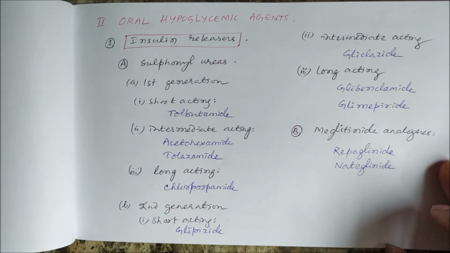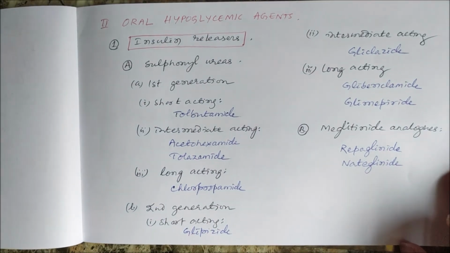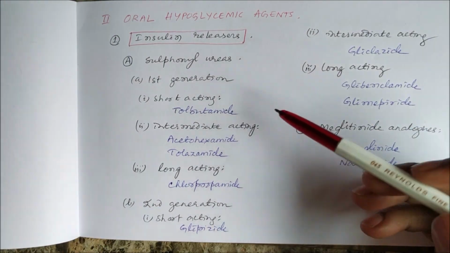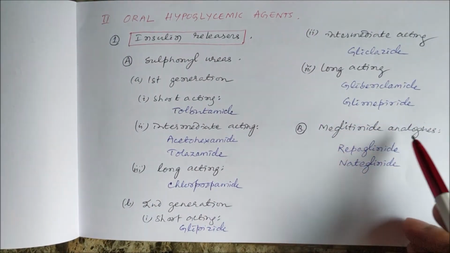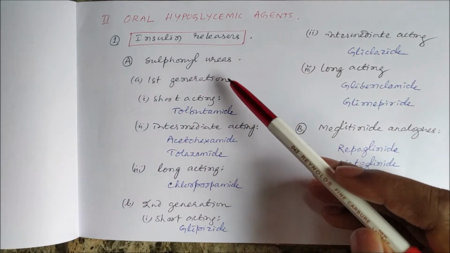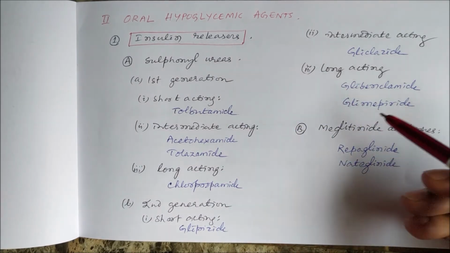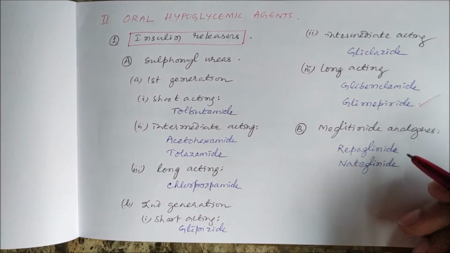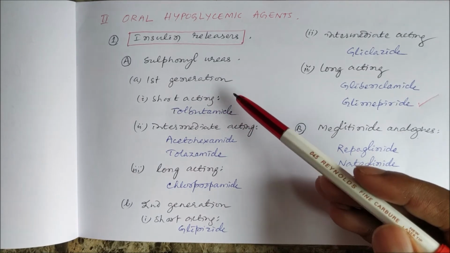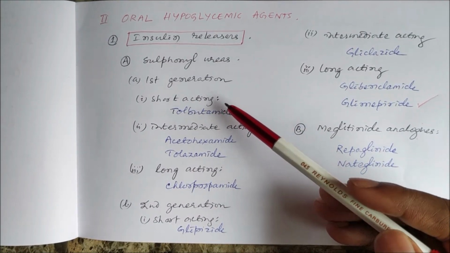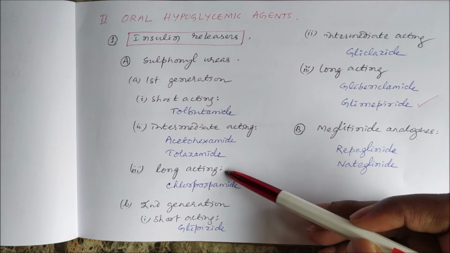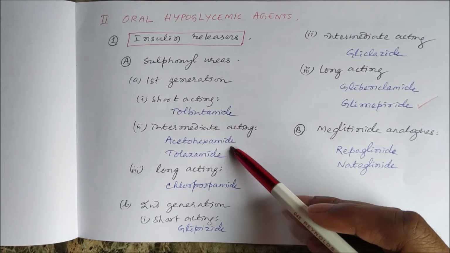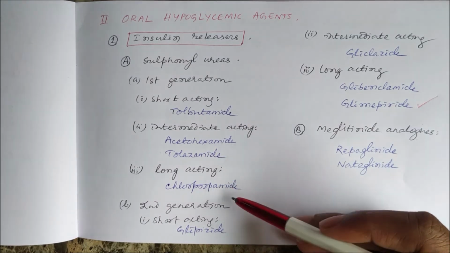Now, oral antidiabetic drugs, we call them oral hypoglycemic agents. First group, insulin releasers. It includes two groups of drugs, sulfonylureas and meglitinide analogs. Sulfonylureas: first generation and second generation. Now, mostly we use the second generation, and the most commonly used drug nowadays is glimepiride. First generation drugs can again be divided into short acting, intermediate acting and long acting based on duration of action. Short acting like tolbutamide, intermediate acting like acetohexamide, tolazamide, long acting like chlorpropamide.